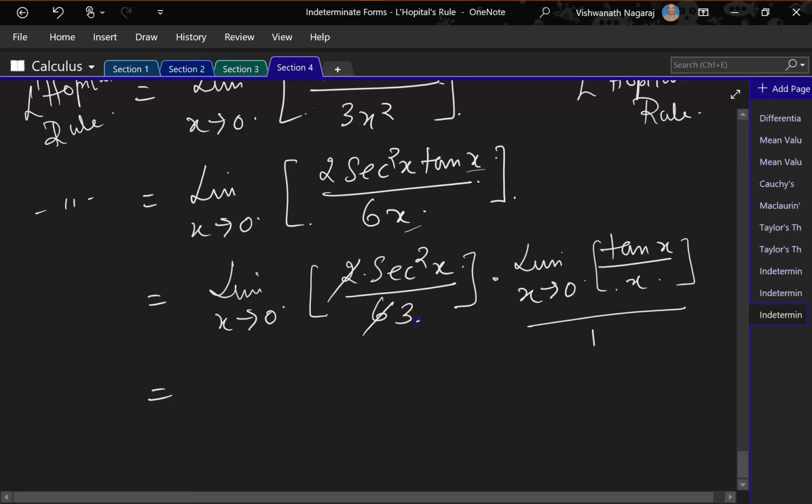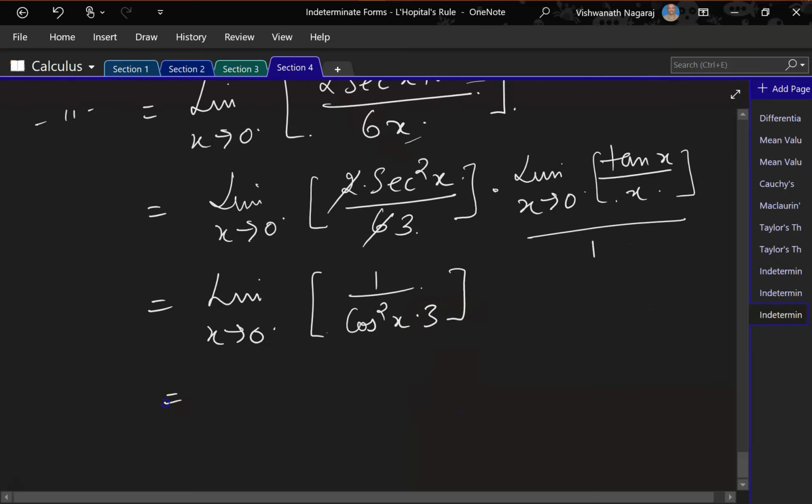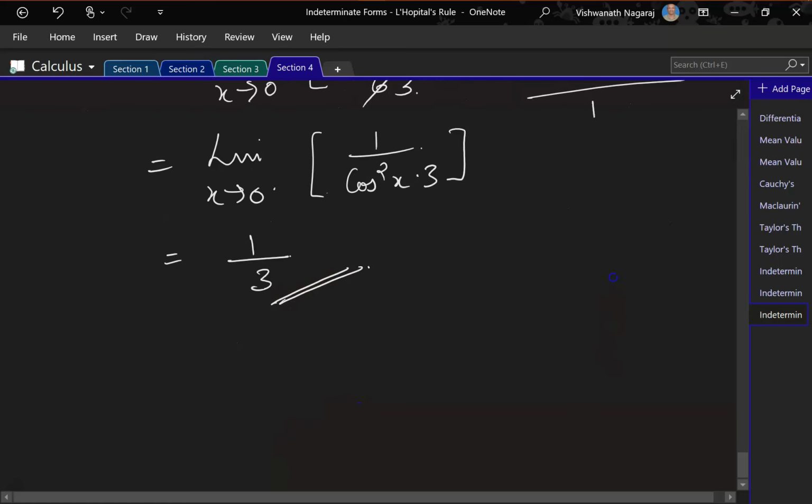So we have 2 sec square x by 6. Now can we take the limit? Again, if you remember, sec 0 is what? Fine. Otherwise, 1 by cos square x times 3. And we know cos 0 is 1. So 1 times 3 is 3. So the limit is 1 by 3.